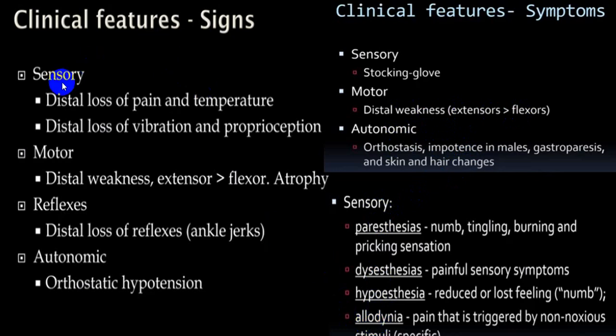Signs wise, in sensory you will have a loss of pain and temperature, or loss of vibration and proprioception in a distal part more as compared to proximal. This is very peculiar. In motor also, the distal weakness is more as compared to proximal, and extensors are more involved as compared to flexors. And you will have a lower motor neuron variety, meaning you will have atrophy, wasting. You will have involvement of the reflexes.